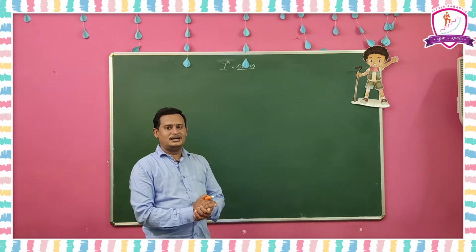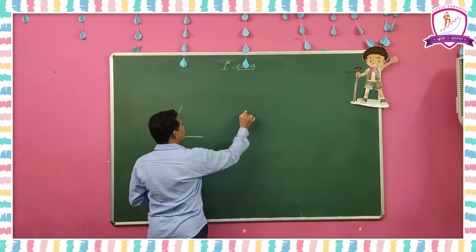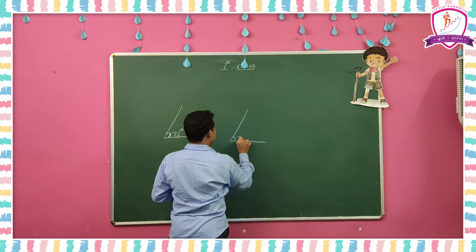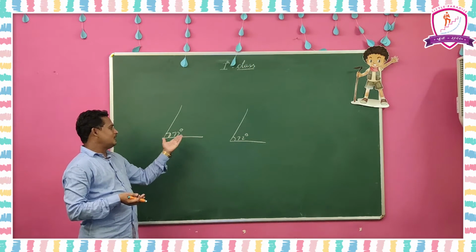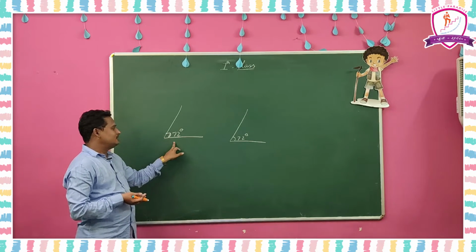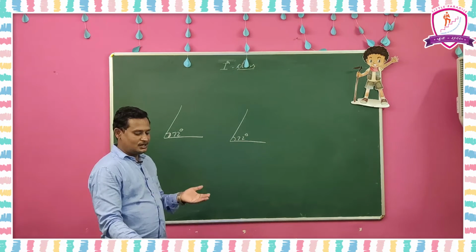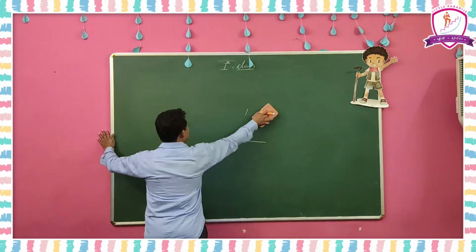Next one. Observe the equal angles. What are equal angles? If I take 72 degrees here, here also I take 72 degrees. These two angles are equal, similar angles. So 72 and 72 are equal angles. Next one is adjacent angles. This is the most important one, how to learn.